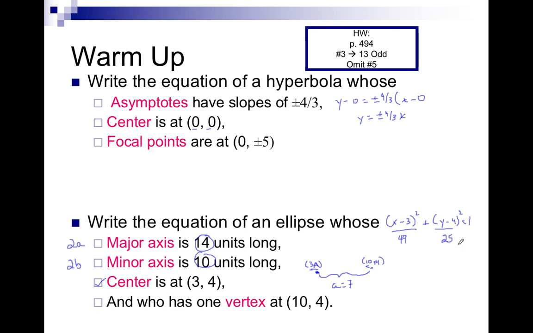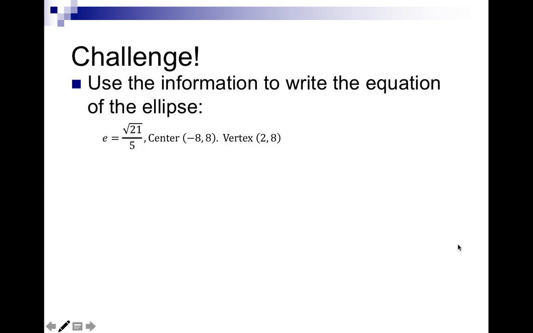All right, keep the warm-up book out and add this next one. This is a challenge. It looks like it's the same because I'm still dealing with an ellipse. So I say, oh, that's no big deal. Look, they gave me the x coordinate of the center, and they gave me the y coordinate of the center. My center is at negative 8, 8, and a vertex, not a co-vertex, is at 2, 8.